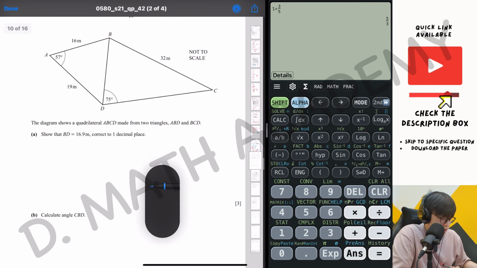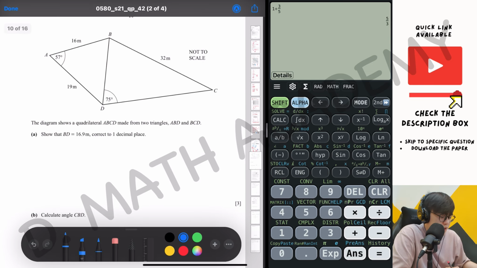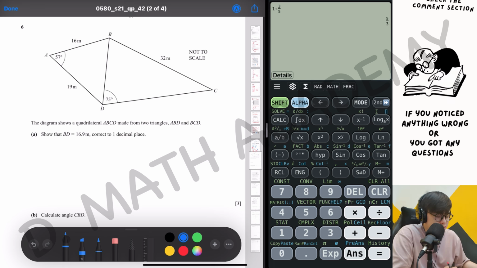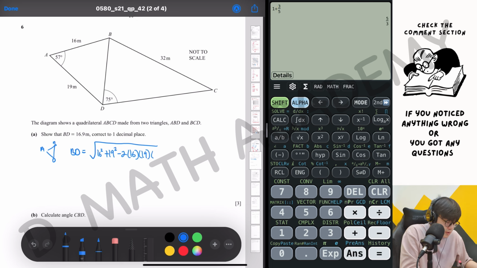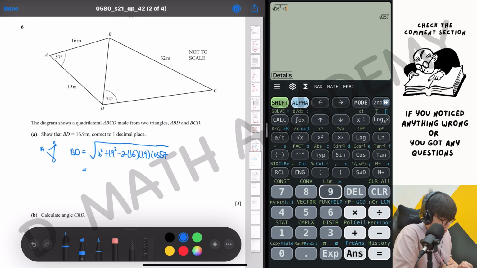Moving on to question C, they were asking for BD's length. To get to this, just use the cosine rule from the triangle on the side, the ABD part. Then you should be able to get your answer. That's how you trace that it was 16.9.